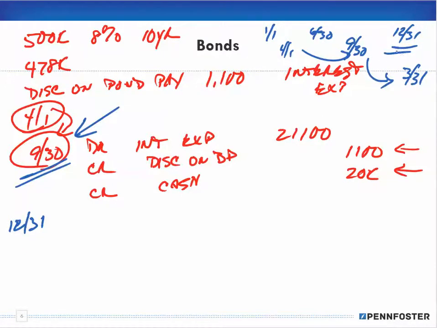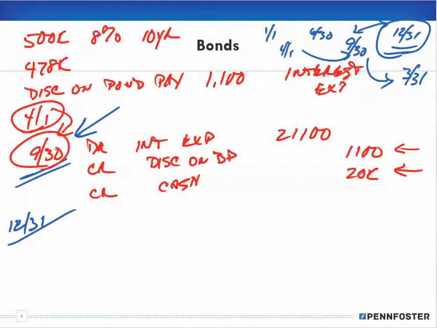But the issue here is that we have to deal with December 31st for the year end. When we're closing out our books at year end, we need to make an adjusting entry for the interest on these bonds, because there's an expense between September 30th and December 31st. So we have to make that adjusting entry to book our expense and for the bond payable, right? So the date is December 31st, right?